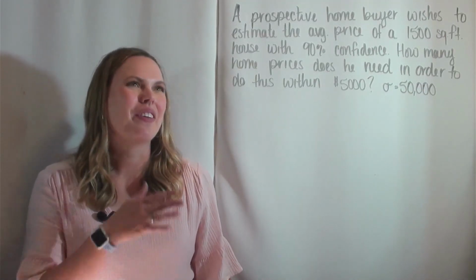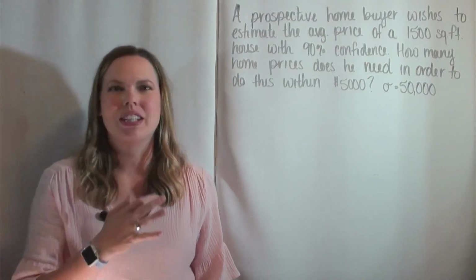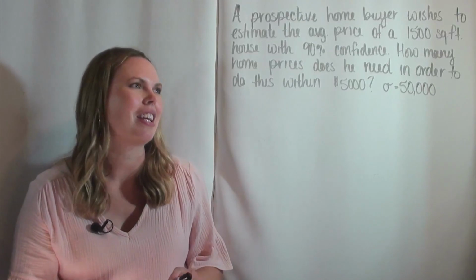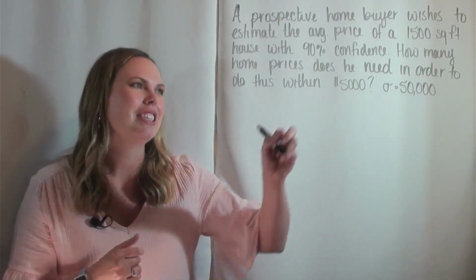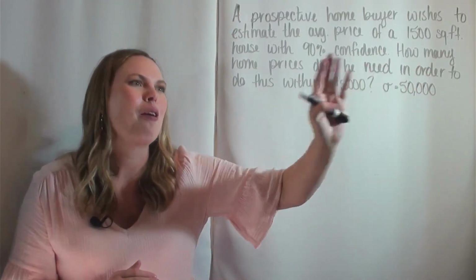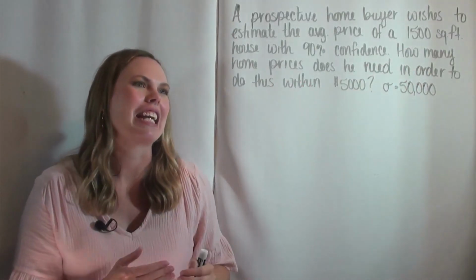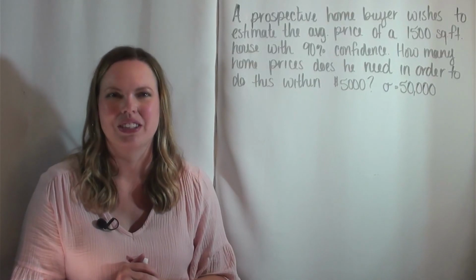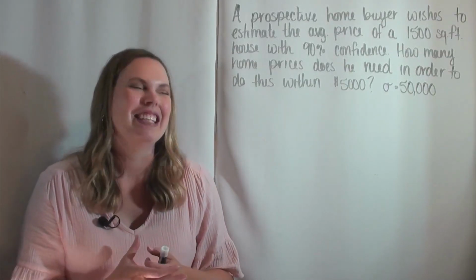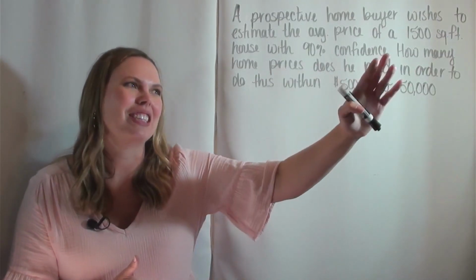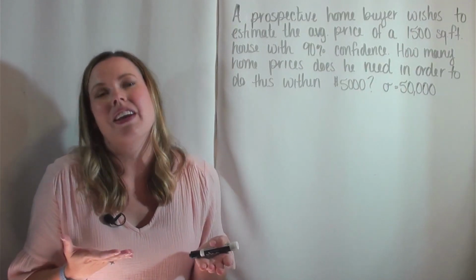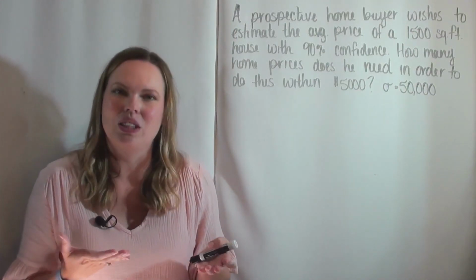Okay, so I have this problem up here, and the reason why it is this type of problem where we're looking for the minimum sample size needed and not for a confidence interval is this question right here. I always kind of zero in on the question, and it says, how many home prices does he need in order to do this within $5,000? And so the question here is how many? Even though it's talking about this 90% confidence, we're not looking for a confidence interval. We don't have the necessary pieces to do that.